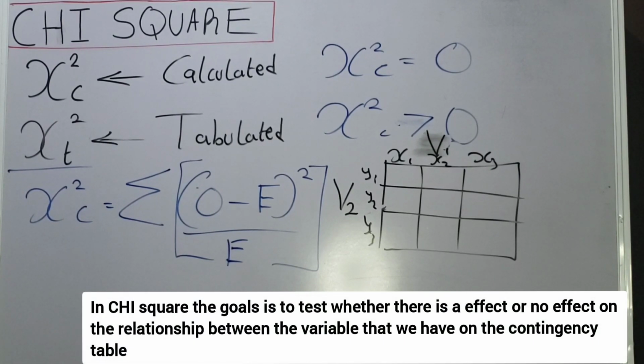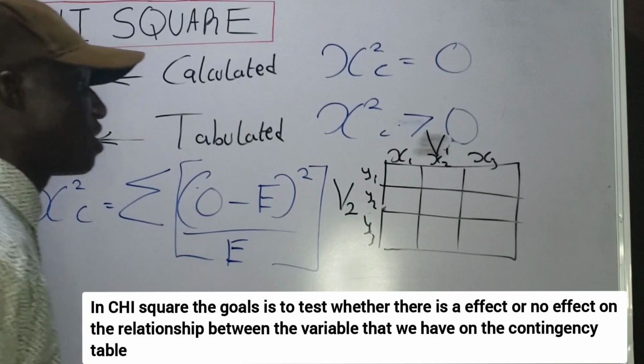Now, in chi-squared, pay attention. In chi-squared, the hypothesis is to test whether there is no effect or there is an effect on the relationship between the variables that we have on the contingency table, like I've already explained before, okay?